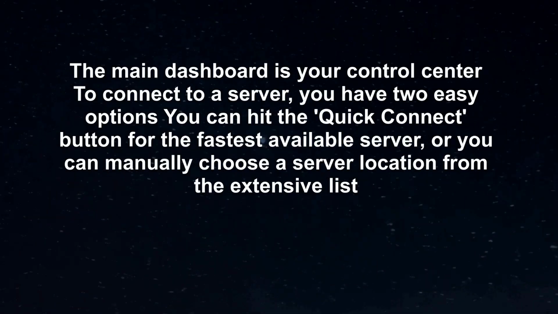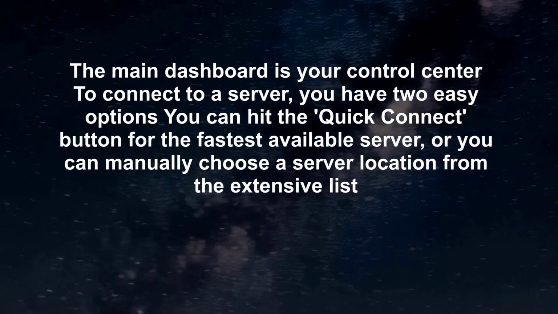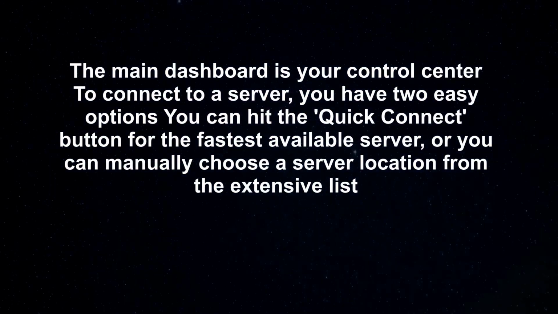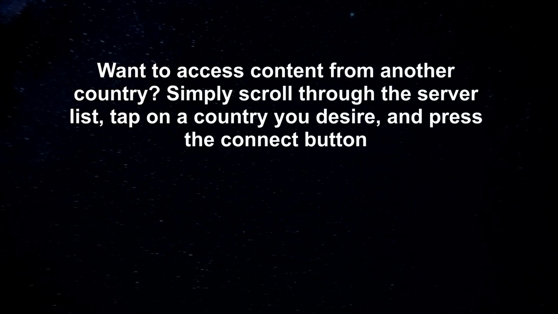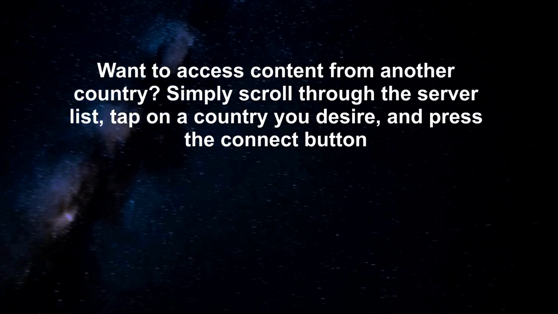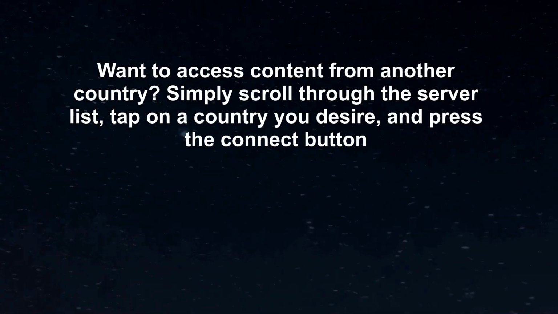You have two easy options. You can hit the quick connect button for the fastest available server, or you can manually choose a server location from the extensive list. Want to access content from another country? Simply scroll through the server list, tap on a country you desire, and press the connect button.